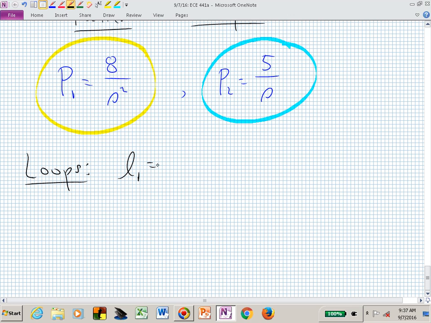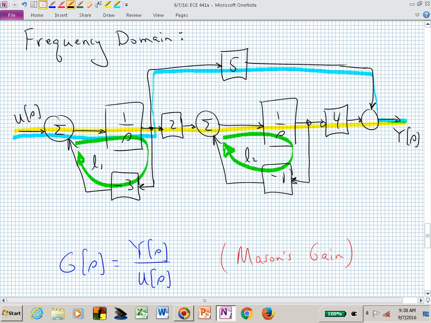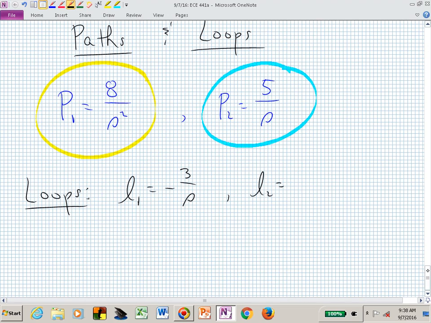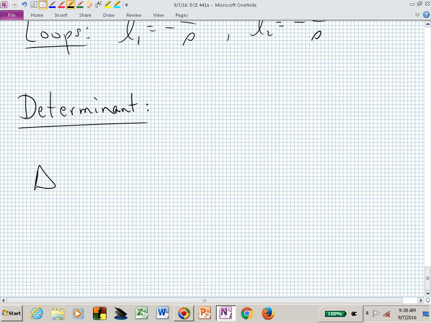Loop 1 was minus 3 over s. You have to keep track of the negative signs or the scalings. And loop sub 2 is minus 1 over s. Now that we've identified those, now it's fun. Now we need to create the determinant. And the determinant, I just enjoy this one. So I'm going to call this delta.